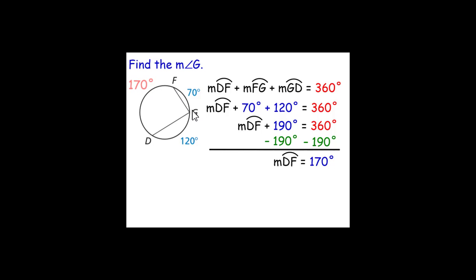The measure of the inscribed angle is equal to half the measure of its intercepted arc. Half of 170 is 85 degrees.